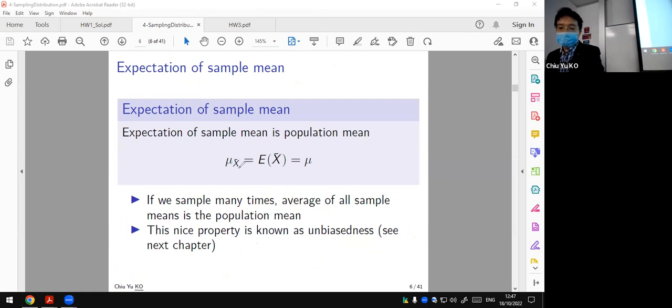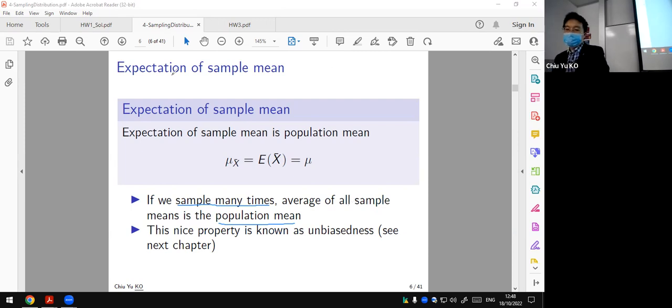What it says is, suppose hypothetically we take the sample many times and average all the sample means, it will be exactly what we want to get, the population mean. But do note that this is hypothetical. We just do one sample anyway. But suppose we do it many times, then we'll get what we want. And that is a very important property.